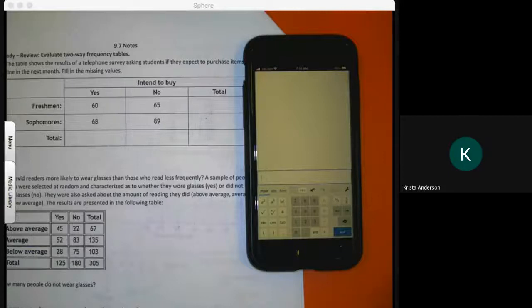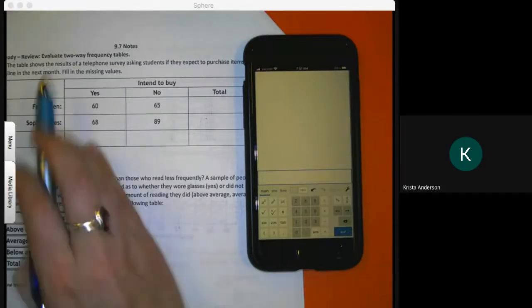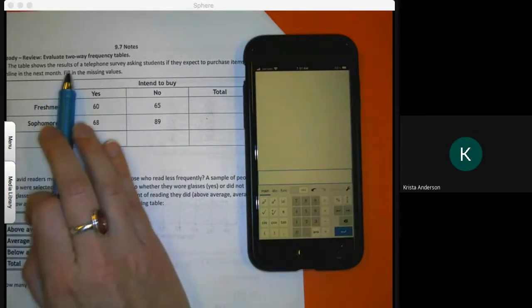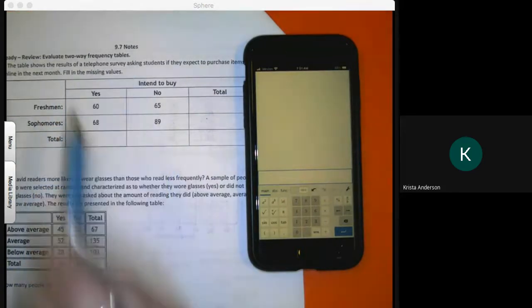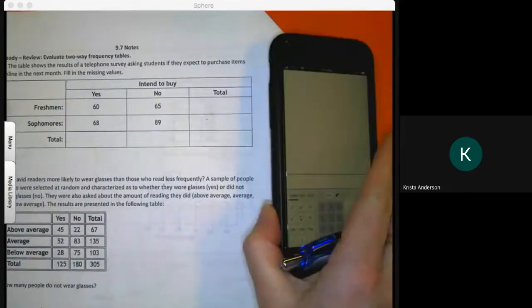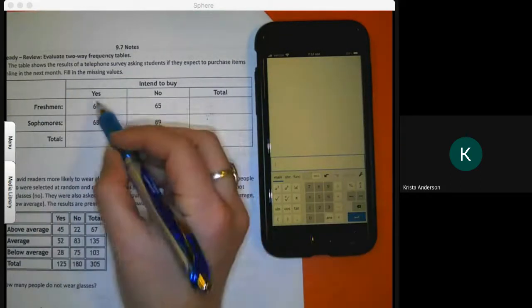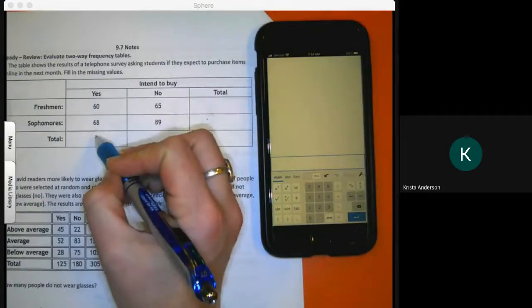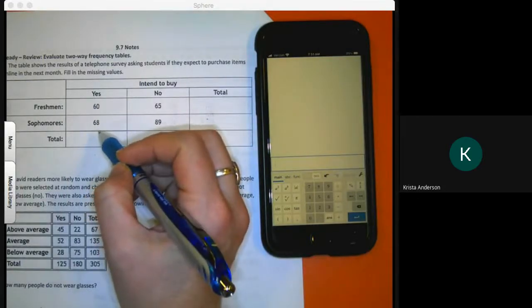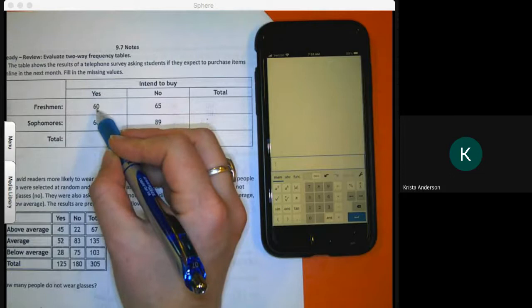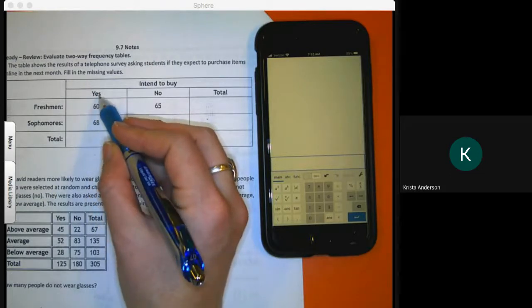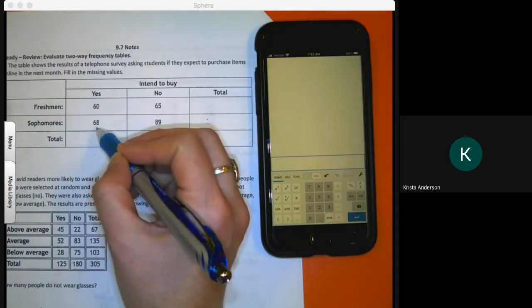The first question, we're going to be filling in our table. The table shows the results of a telephone survey asked students if they expect to purchase items online in the next month. They filled in the missing values, so we need to fill in the missing. How many total answered yes? When I look, I had 60 freshmen that said yes, and 68 sophomores, which would add up to 128.